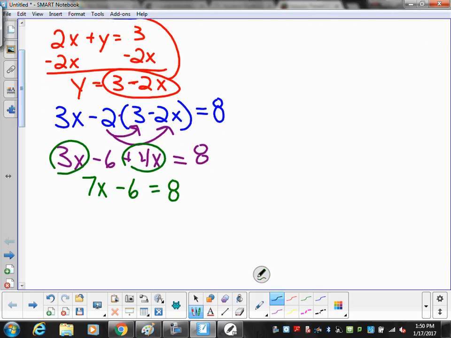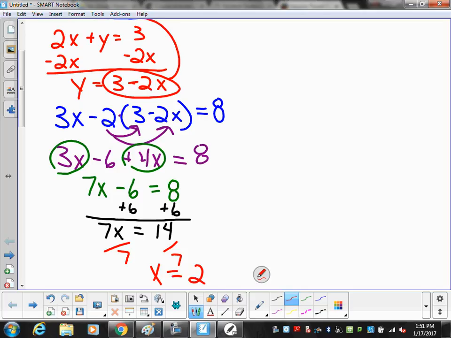Now to get the x by itself, I need to get rid of that minus 6. So I'm going to add 6 to both sides. So 7x equals 14. And then you divide both sides by 7. That's it? Well, I have found x.